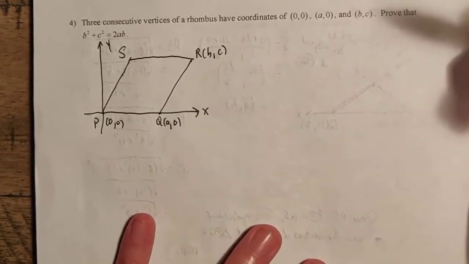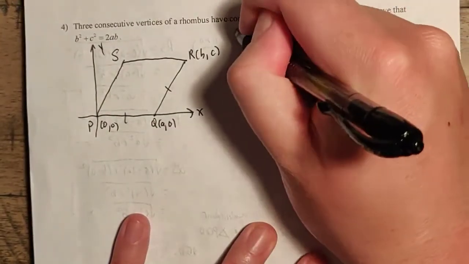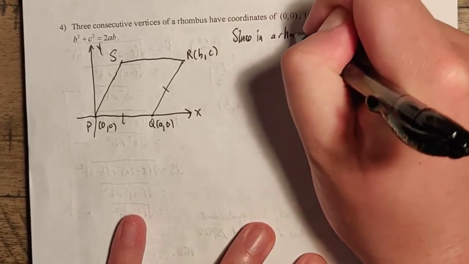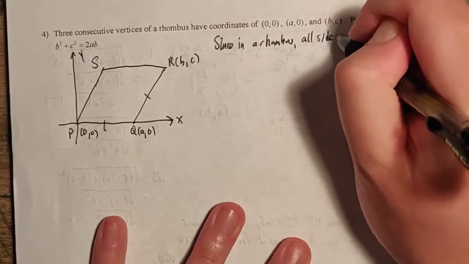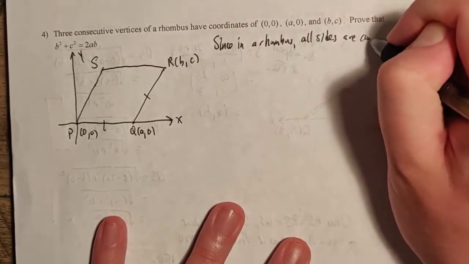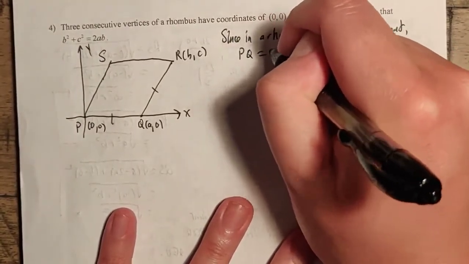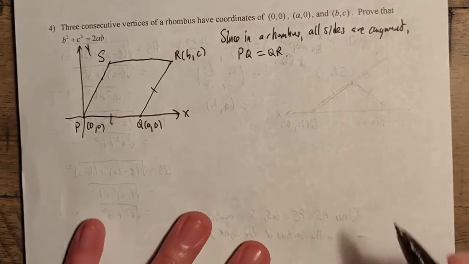Now, we know there's a rhombus, and one of the nice properties of the rhombus is that all the sides are congruent. So we know that we can mention that since in a rhombus, all sides are congruent, we have PQ equals QR. So now we can go ahead and set this up here.